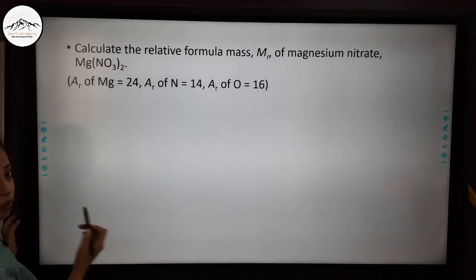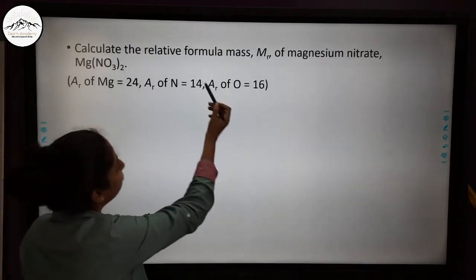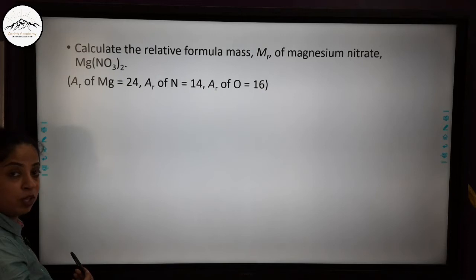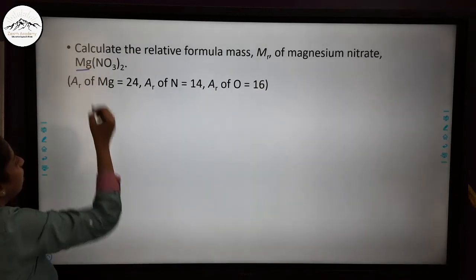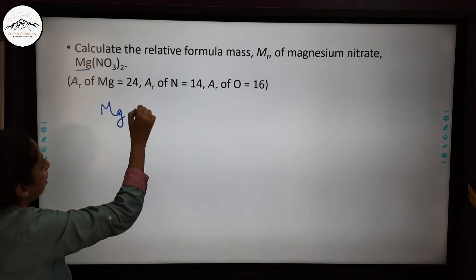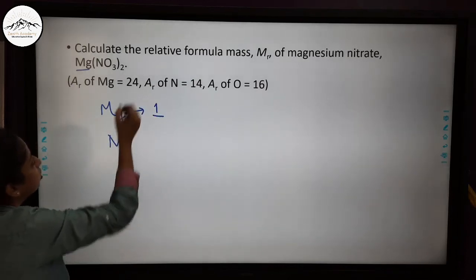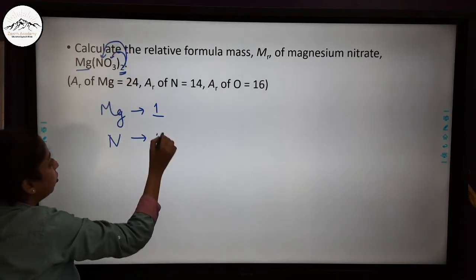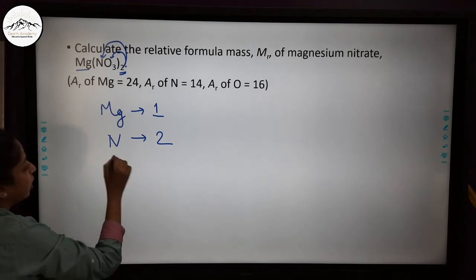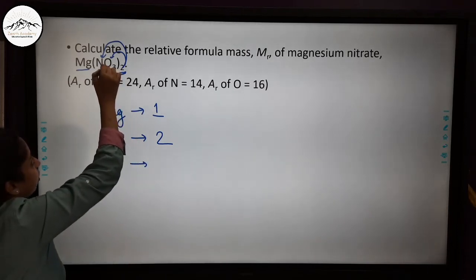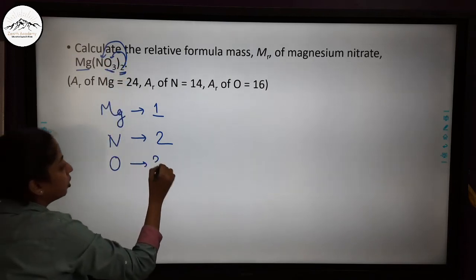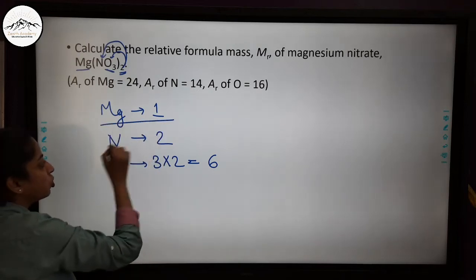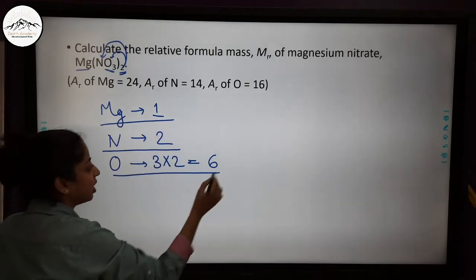Now the next is for you children, you will do it right now. The relative formula mass of magnesium nitrate. You know the formula of magnesium nitrate is Mg(NO3)2. So how many magnesium are there? 1. So magnesium, one atom is there. Now nitrogen, this 2 belongs to both of them, oxygen and nitrogen. So how many nitrogen? There are 2 nitrogen. Now oxygen, if you see, this is 3 already here in the subscript and one more 2. So it is 3 into 2, which is 6. So there is 1 atom of magnesium, 2 atoms of nitrogen and 6 atoms of oxygen.